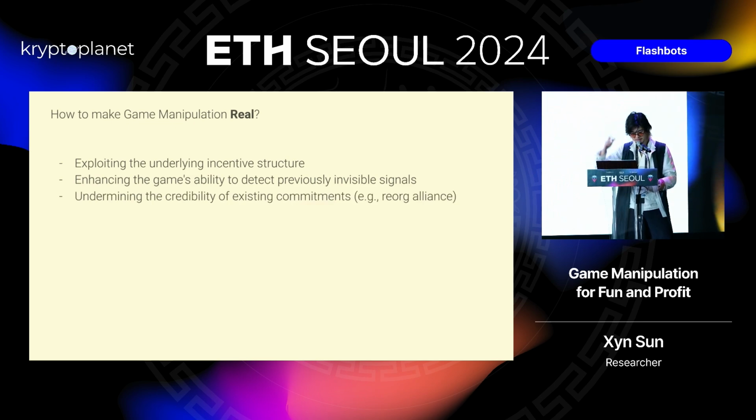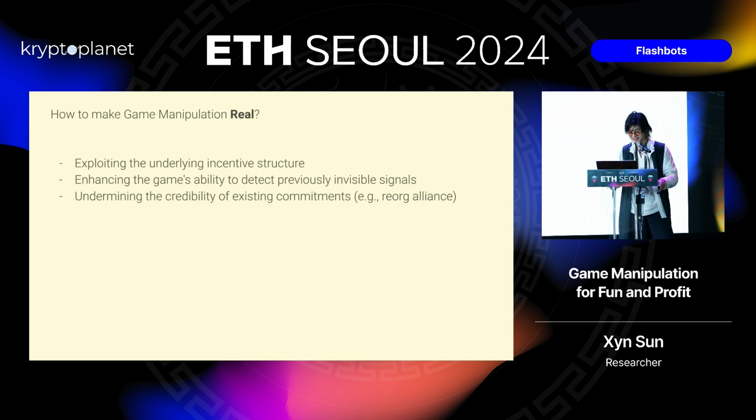And then finally, you could undermine the credibility of existing commitments or the existing games, right? Because blockchains or smart contracts are permissionless, you're not the only person who can do game manipulation. You are not the only game master. There are many others before you or after you. Then how do you win in this game manipulation race?